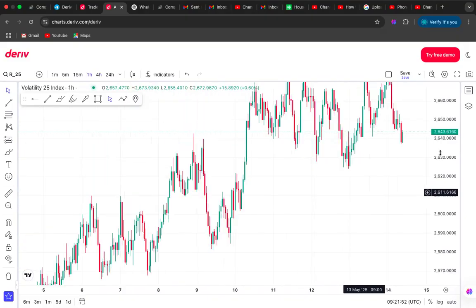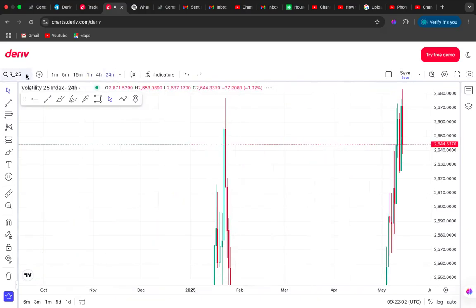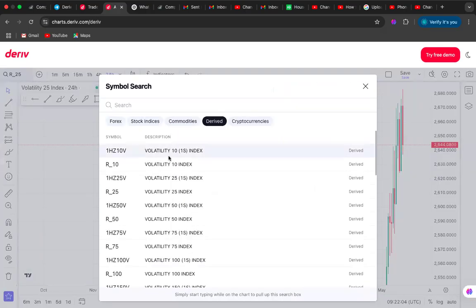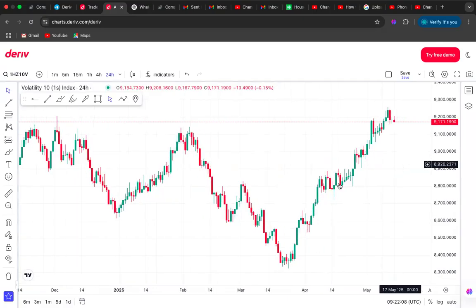Okay, this is not a good market to trade. And as we progress into the whole section, you're going to understand why this kind of market is not a good market to trade. All right, so let me check another one here. Let's check volatility 10 1x index. Just from looking at the market from the 24 hours time frame, I can actually tell if the market is a good one or not to trade on.